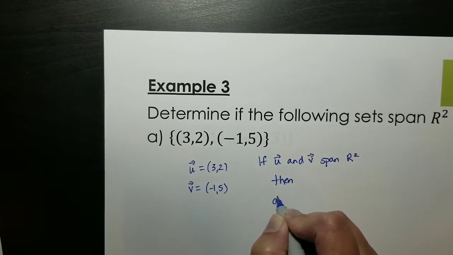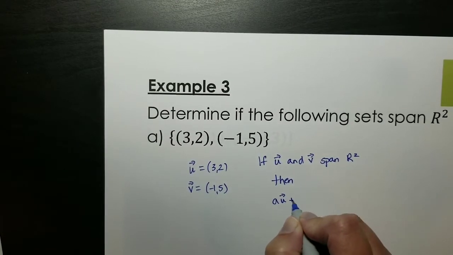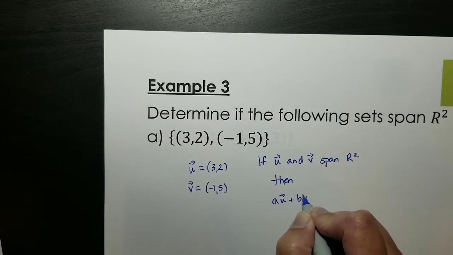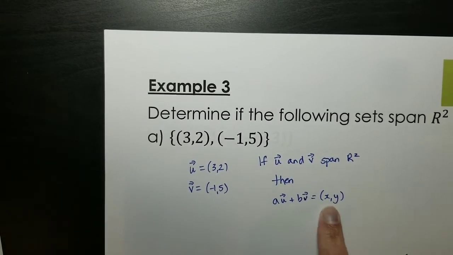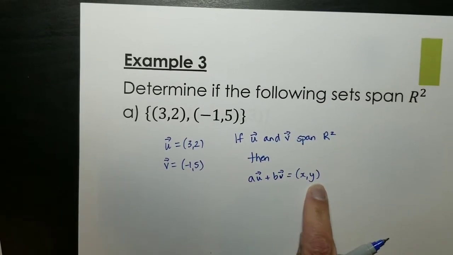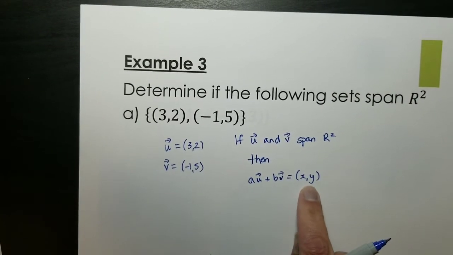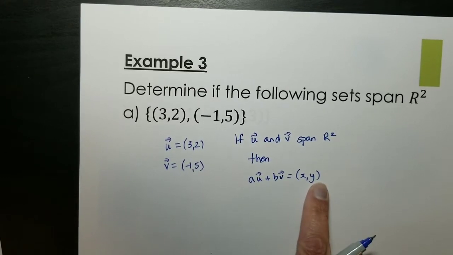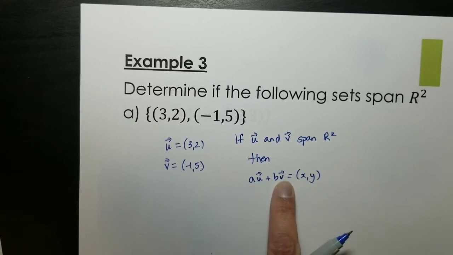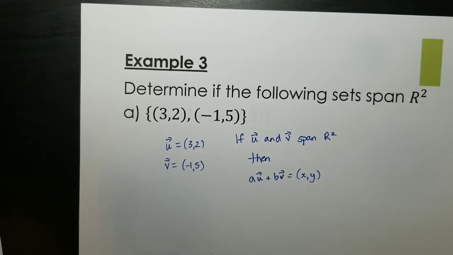then a times vector u plus b times vector v is any point x, y. I'm not going to sub in a particular point because obviously that wouldn't be proving this, but I should be able to get an x and y value for different a's and b's. I should be able to get to any possible x and y that I want. So we're just going to try this.